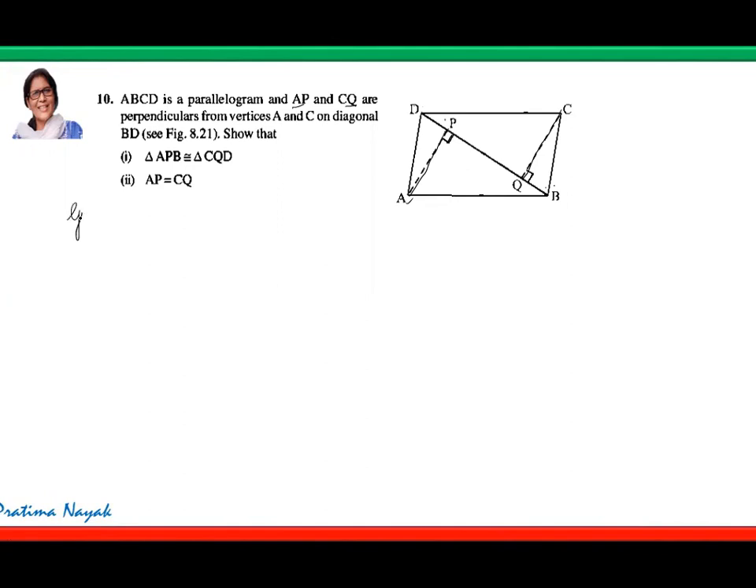What is given? Given is ABCD is a parallelogram. When ABCD is a parallelogram, you can write AB is equal to CD and AD is equal to BC. In this particular question, it is not required, but I am writing. Now this is the important thing: AP is perpendicular to BD. That means angle APB is equal to 90 degrees.